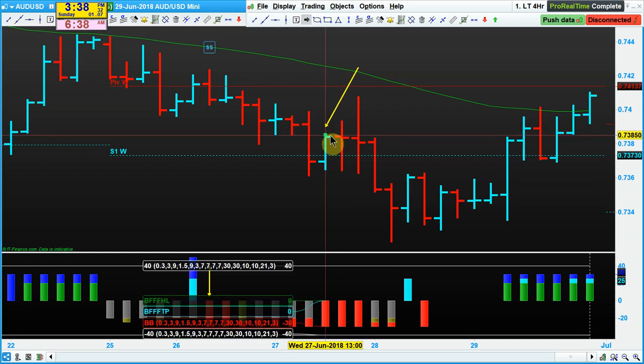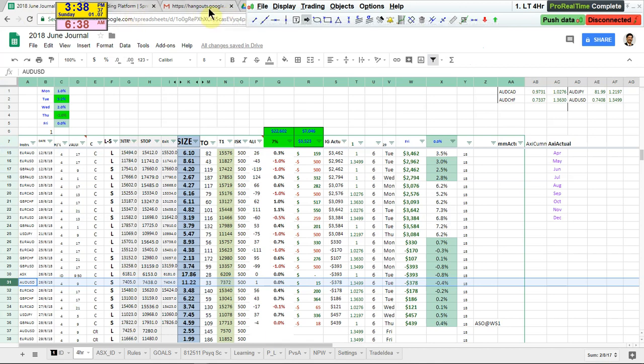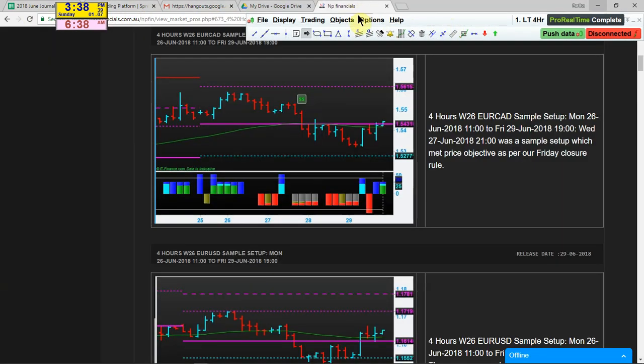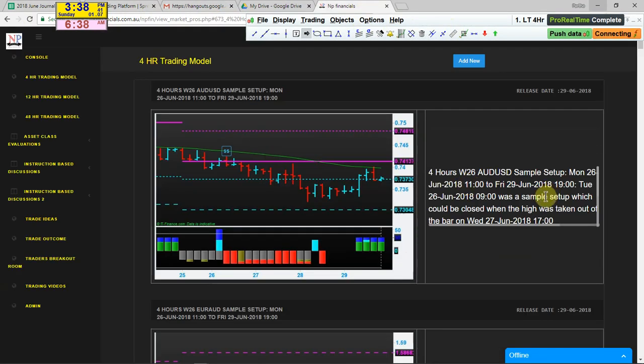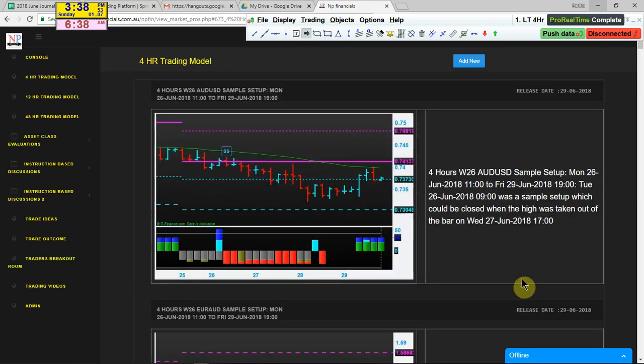So this is on 27th of June. If I go to 27th of June here on the Aussie, here I have written which was closed when the high was taken on 27th June. That's the same bar I am referring to on this one. So there is no change, nothing, only collection of pips. So what did you say, Puru?